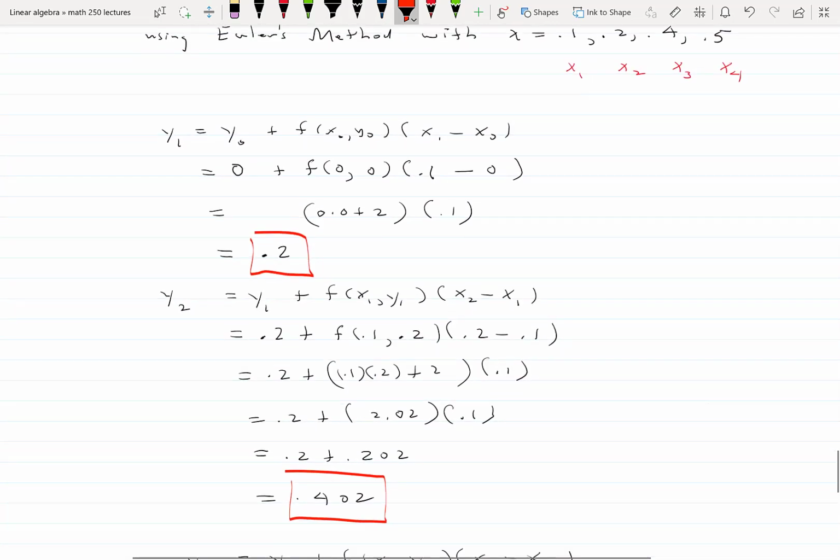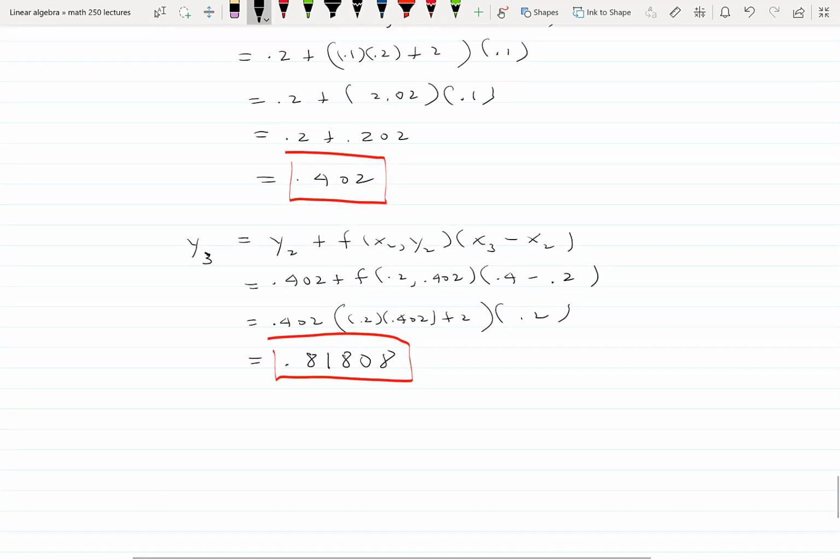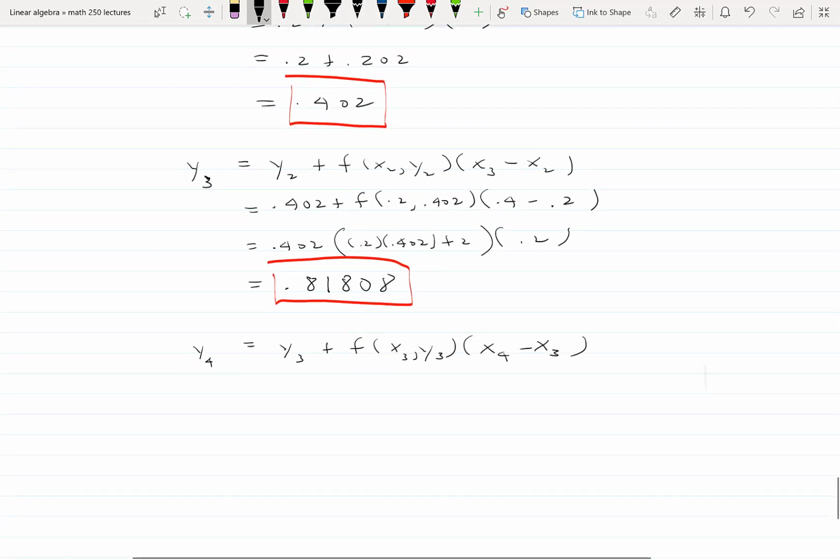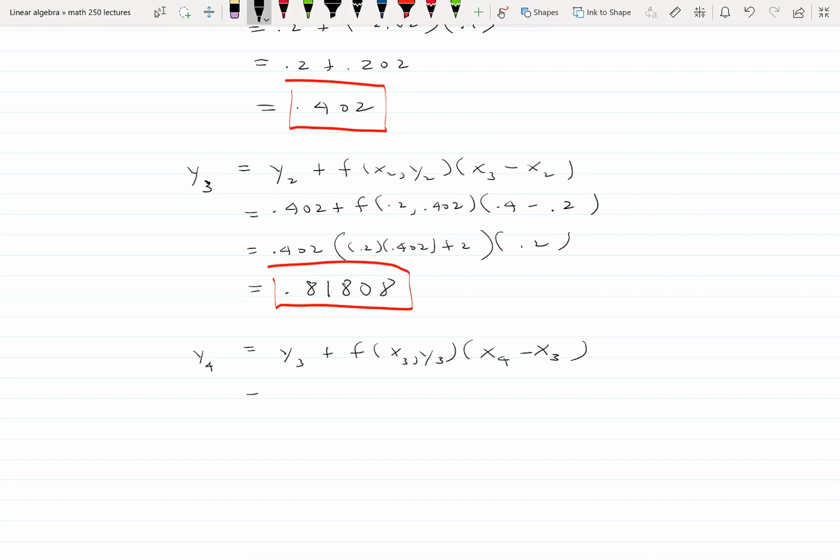Okay, and finally y sub 4. I want y sub 4, which is y sub 3 plus f of x sub 3, y sub 3, times x sub 4 minus x sub 3. So this really flows after a while. It's not really exciting. In fact, this could become very tedious, but computers have no problem dealing with these kinds of numbers, or these kinds of expressions.